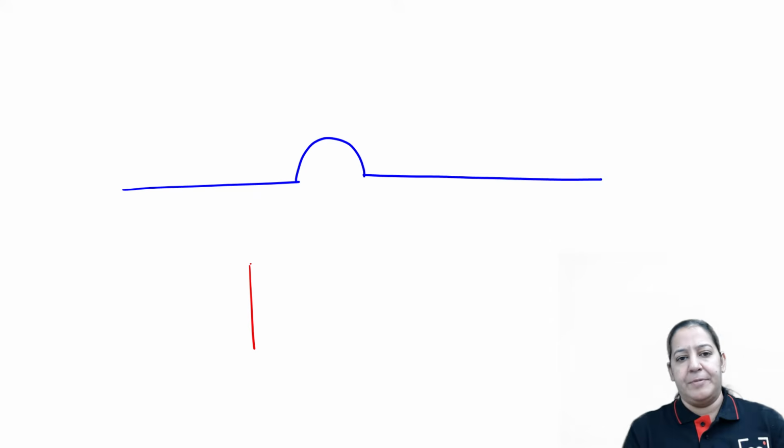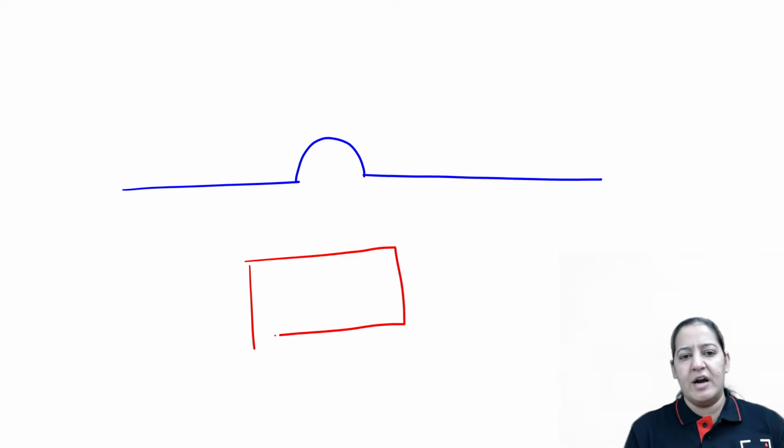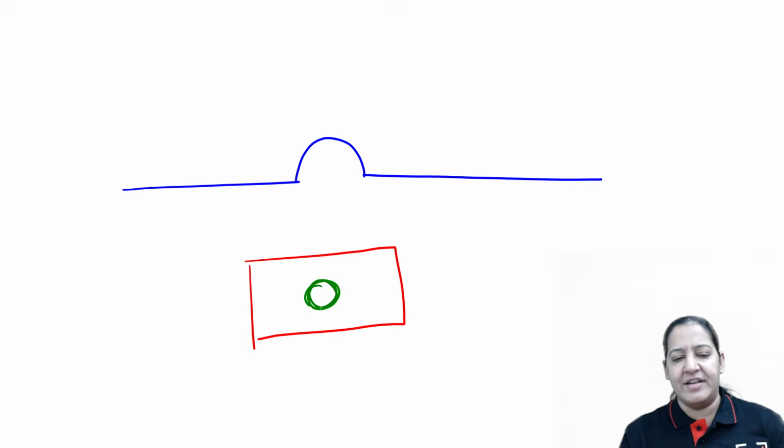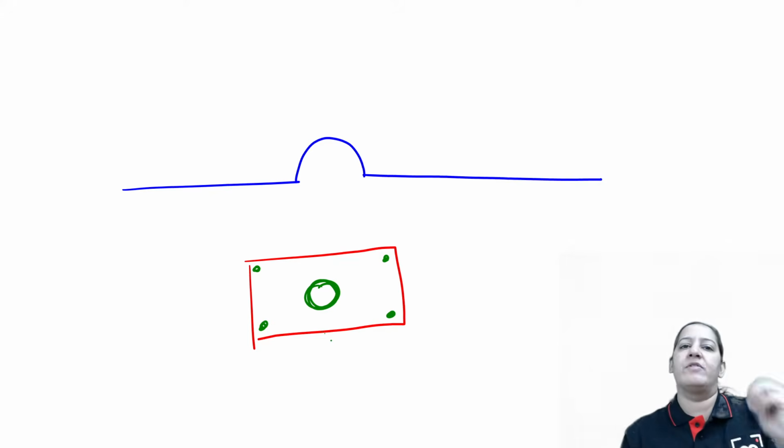Now this is your cover slip. Your cover slip contains the drop. This is your drop containing bacteria, right? And at the four corners, the Vaseline drops are already present to provide the elevation. Now you just take your cover slip and invert this cover slip over the slide.